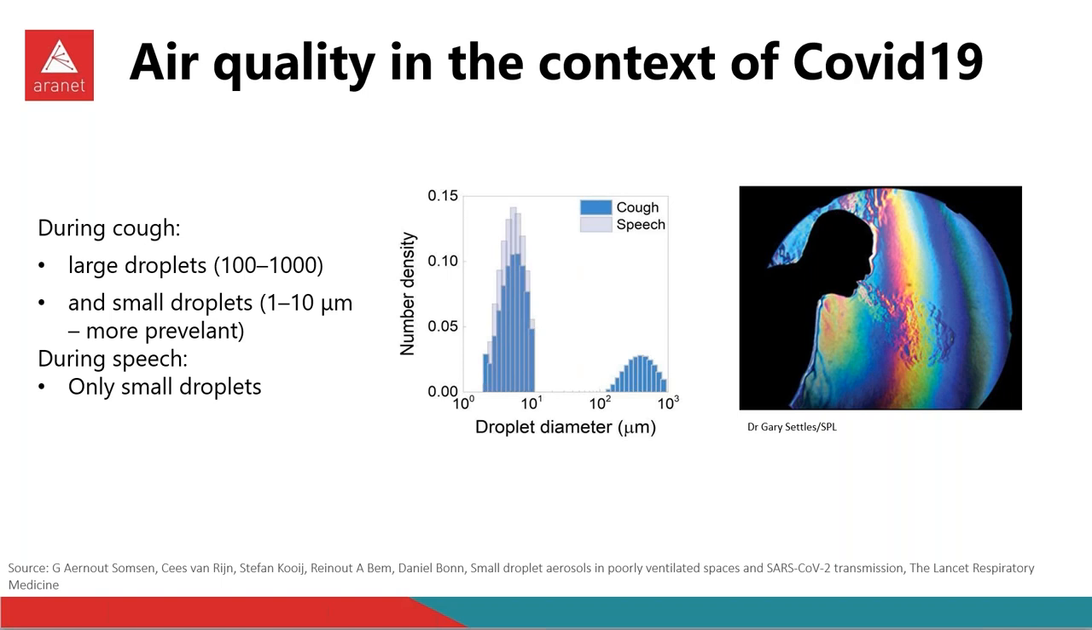So there's the ones that I already mentioned, which are approximately 500 microns across, the big droplets that are typically released during cough. And then the other ones are, of course, these small droplets. And the important thing to note here is that these are the only ones that are being released during speech. Right, so during speech, large droplets are not released. So how does that happen, and what are the implications?